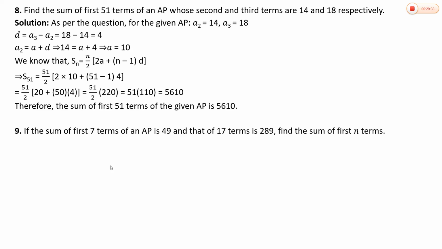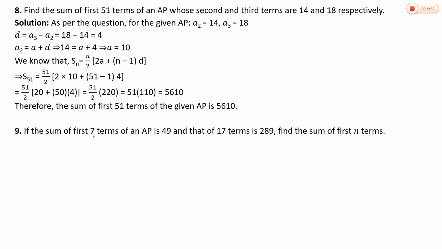Let's see the next problem. If the sum of first 7 terms of an AP is 49 and that of 17 terms is 289, find the sum of first n terms. You have to find the sum of first n terms.